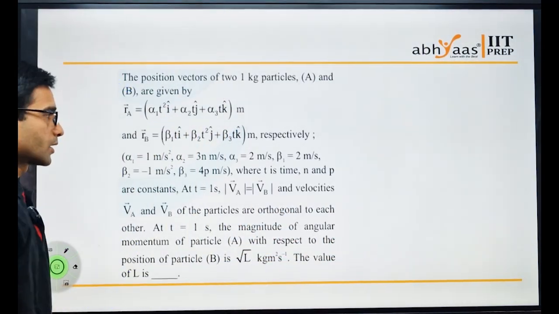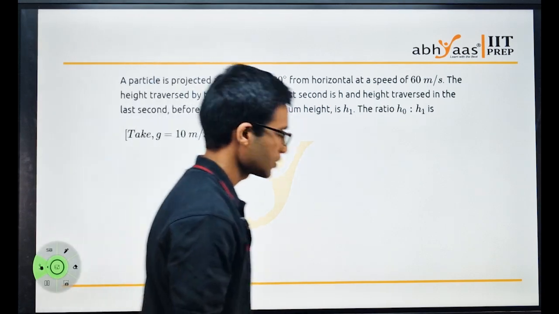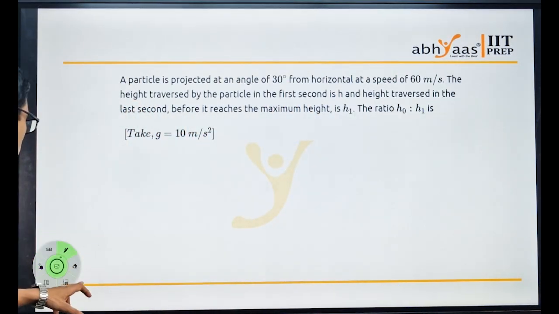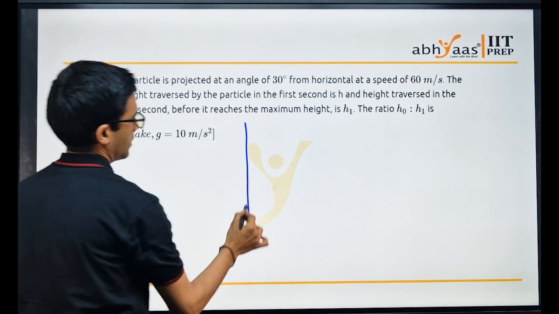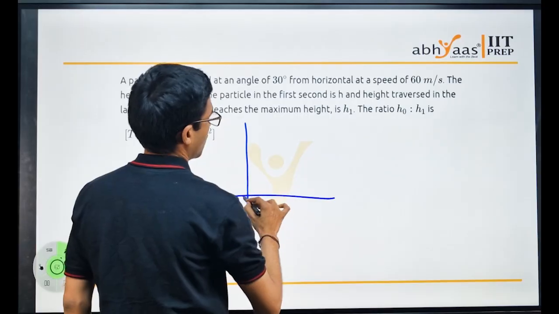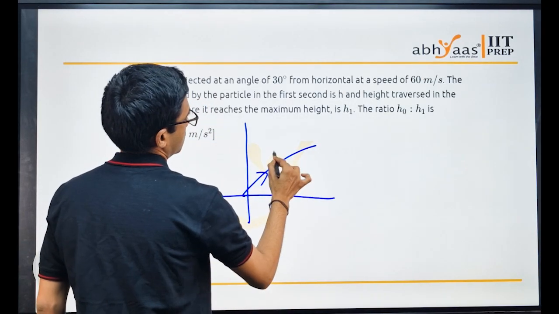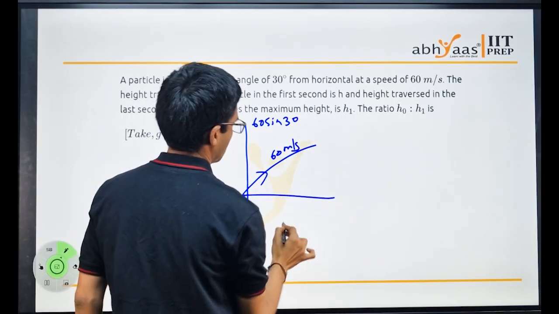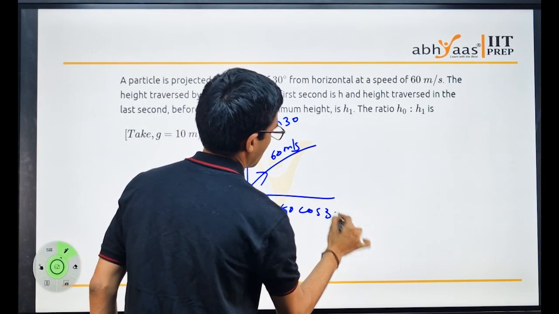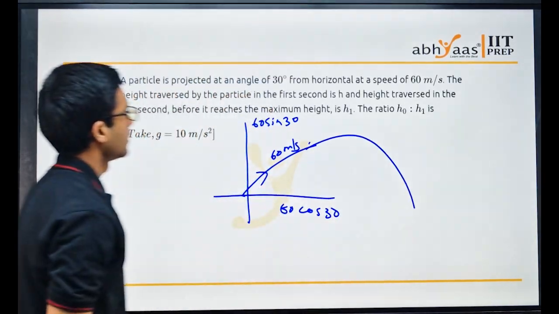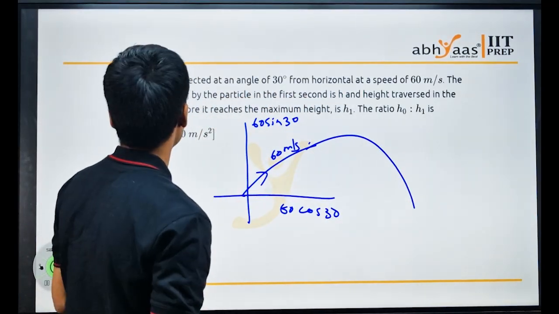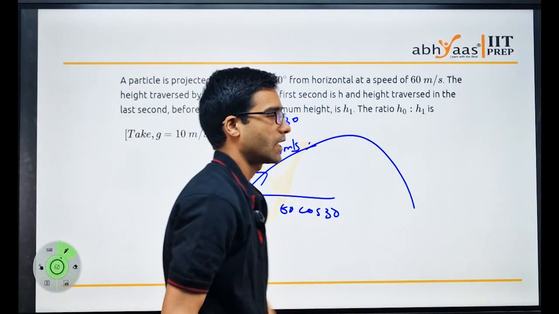Next question is the last question. Here he has given a particle projected at an angle theta of 30 degrees with the horizontal, speed 60 meter per second. This is 60 sin 30, 60 cos 30. He is asking the height traversed by the particle in the first second, and the height traversed in the last second before it reaches maximum height.